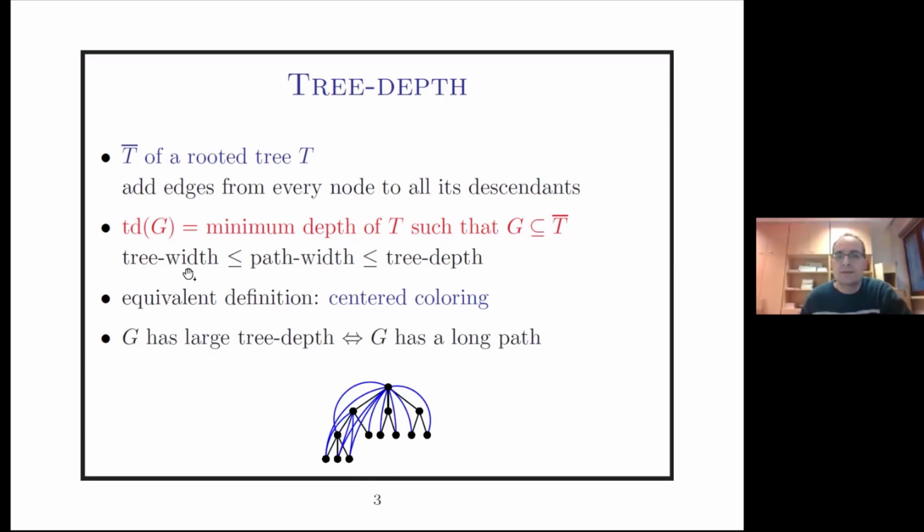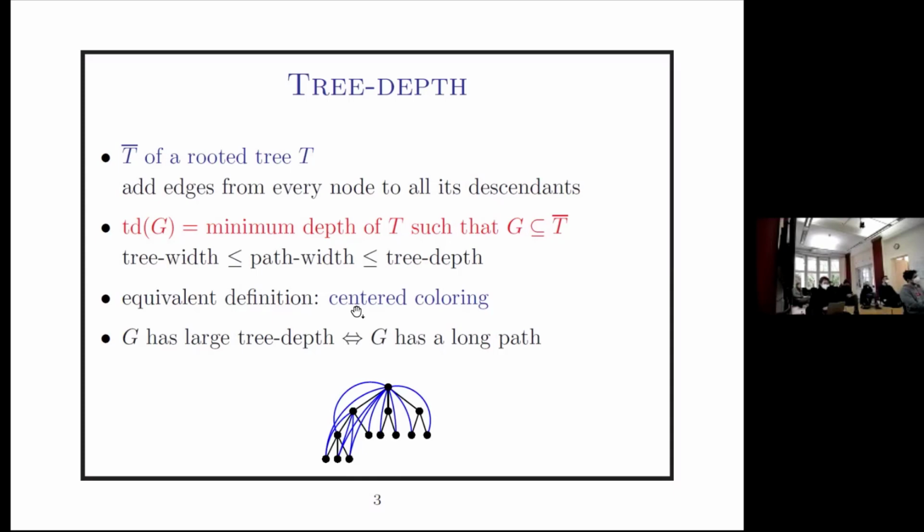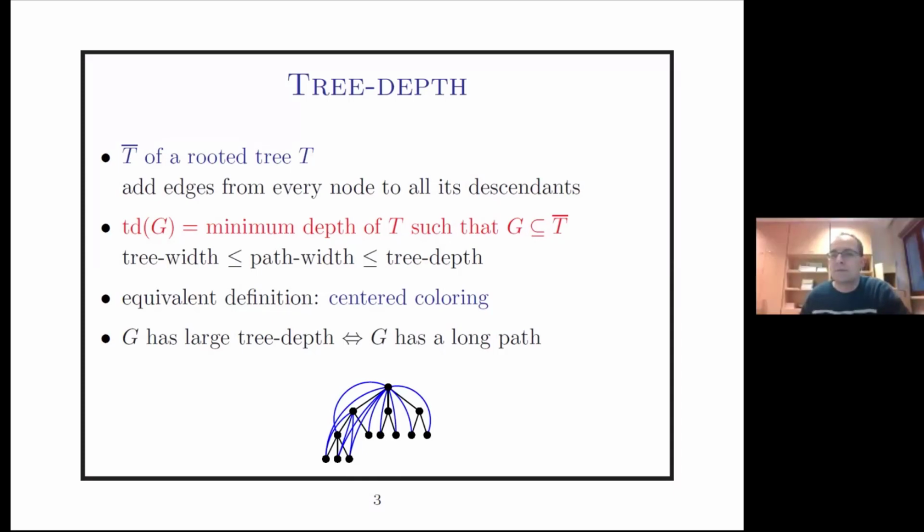It's not hard to show that tree depth is an upper bound on path width and tree width, which are maybe two better known graph width parameters. But I don't want to define either of them right now, and just tree depth will be the parameter important for the rest. I should also mention that there is an equivalent definition through so-called centered colorings, which are actually important in relation to sparsity in graphs. But again, I don't have time to go into the detail, I just wanted to mention the connection.